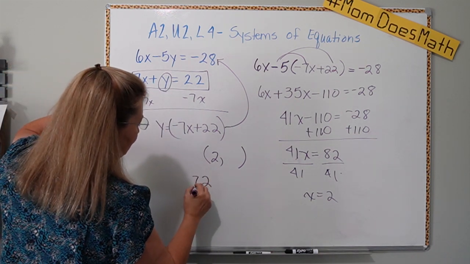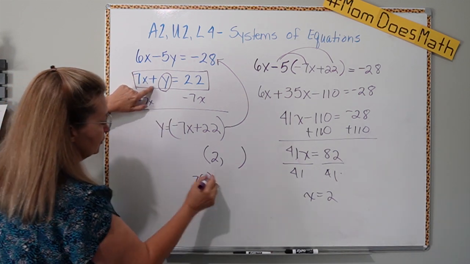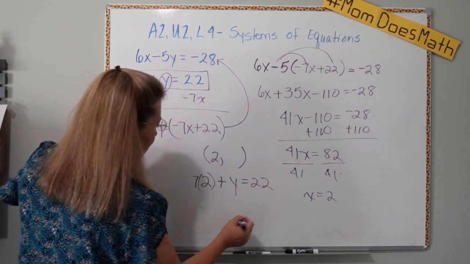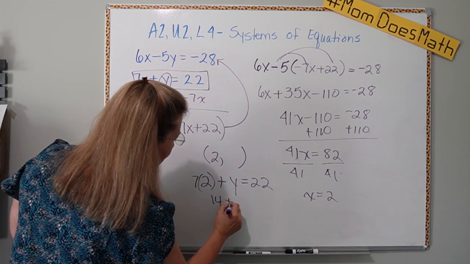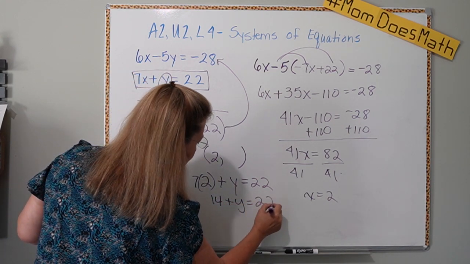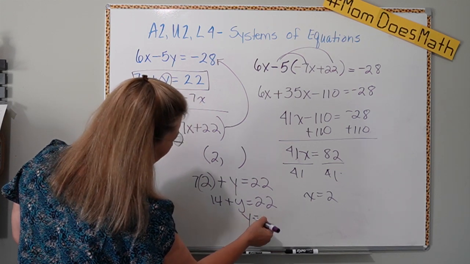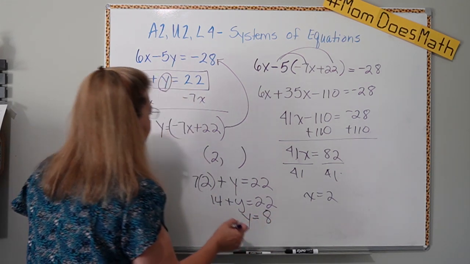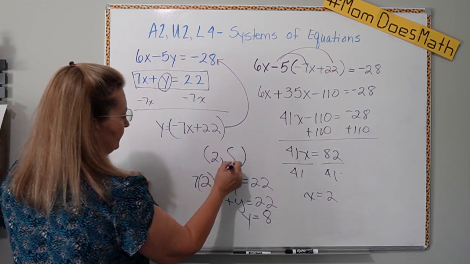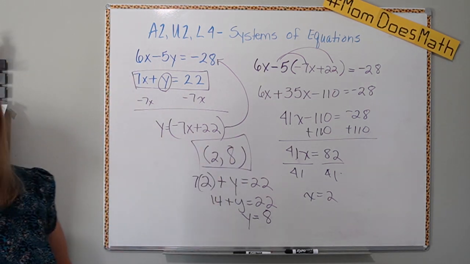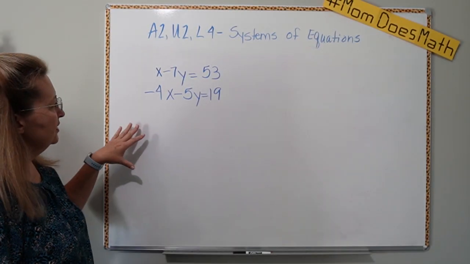So now I have 7 times 2 plus y equals 22. 14 plus y equals 22. Subtract 14 from each side, and y is equal to 8. And there's our y. So that's going to be your answer there. Let's look at another one. Okay, let's look at number 10.